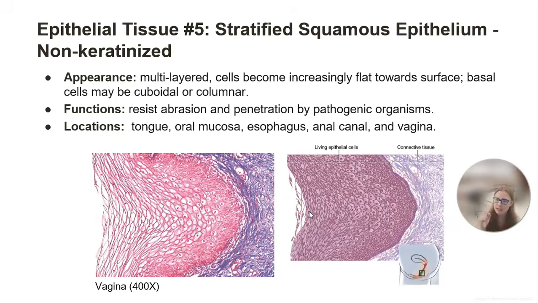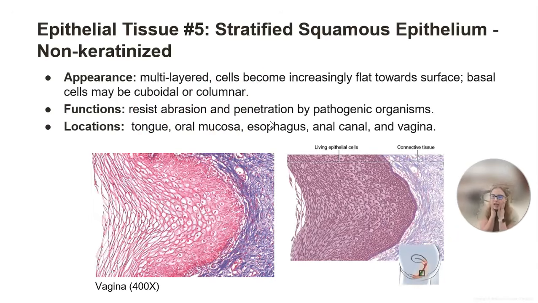That's a big key in understanding what the job of this epithelial tissue type is. This epithelial tissue is designed for the surface cells to be expendable. What that means is these surface cells can get kind of scraped away, can fall off, and that's fine because that's what this tissue is designed to do. It's designed to resist abrasion and resist penetration by pathogenic organisms.